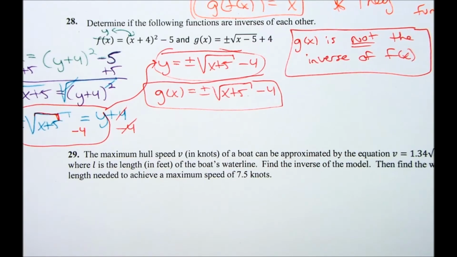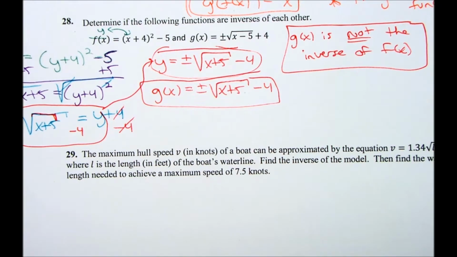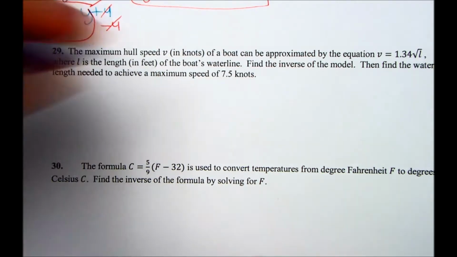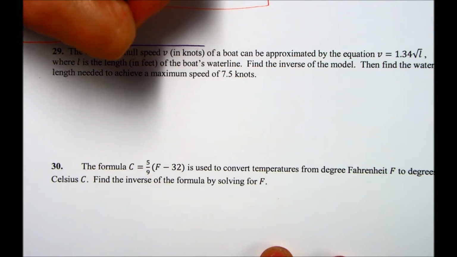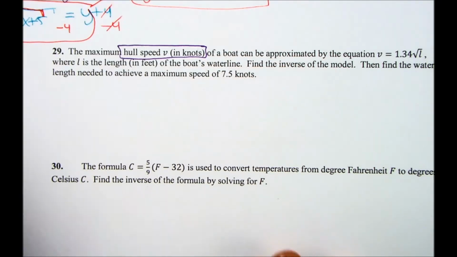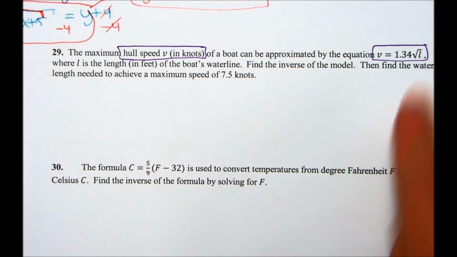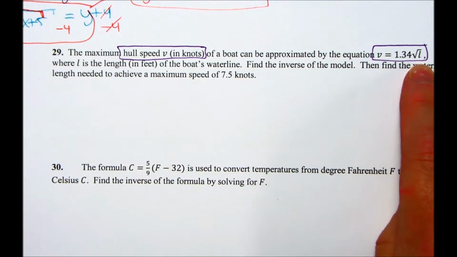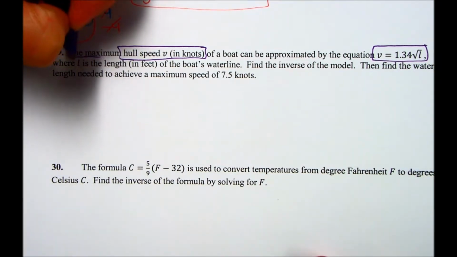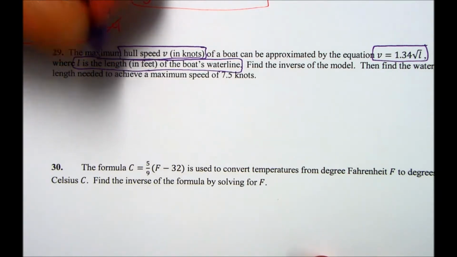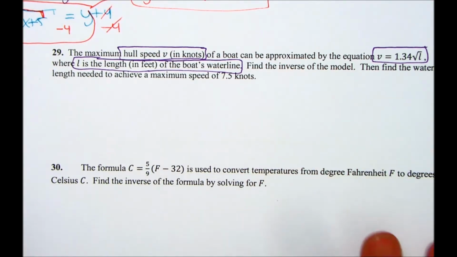Okay, so that's 28. We've got about 3 more to go. 29, the maximum hull speed. So we've got a story problem here. We've got v, which represents the hull speed in knots of a boat, can be approximated by this equation here. And notice that's a script L, it's not a 1. And that script L is the length in feet of the boat's waterline. And it says find the inverse of the model.